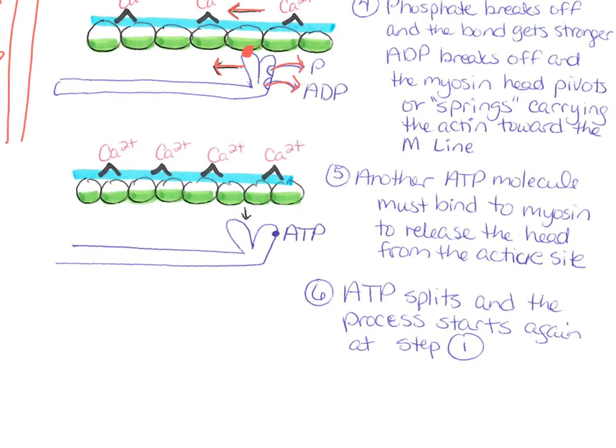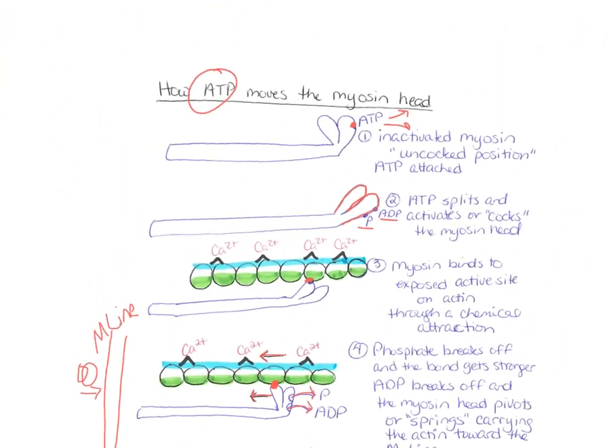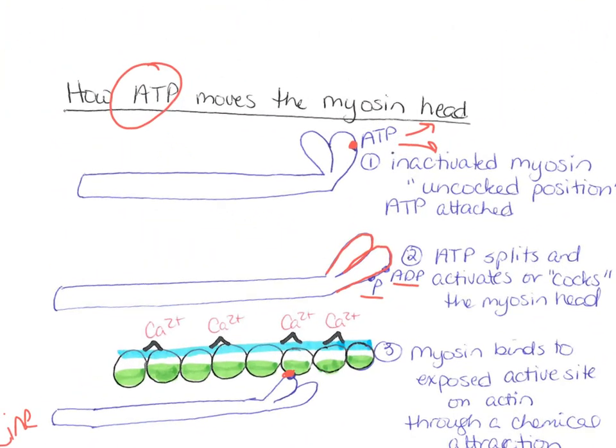Then in the next step, we see that there's now a space on the myosin molecule because phosphate left and ADP left, so there's a space there, and another ATP molecule, a different ATP molecule, will bind to the myosin head. And as soon as that happens, the myosin head releases the crossbridge from the actin molecule, and now we're back at step 1. So we go back up to step 1, and we see, okay, here's ATP.